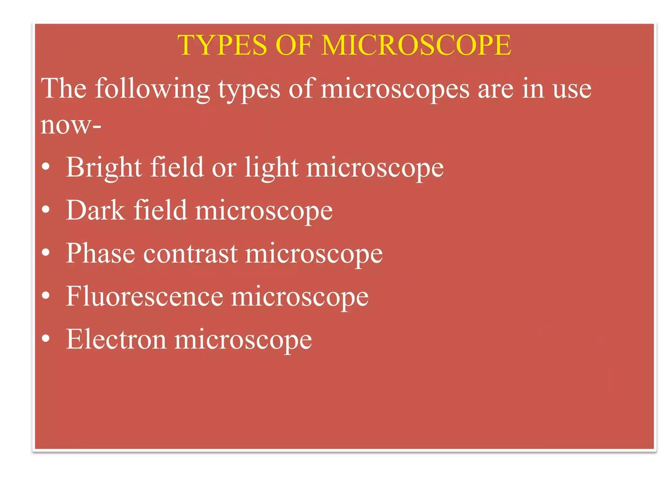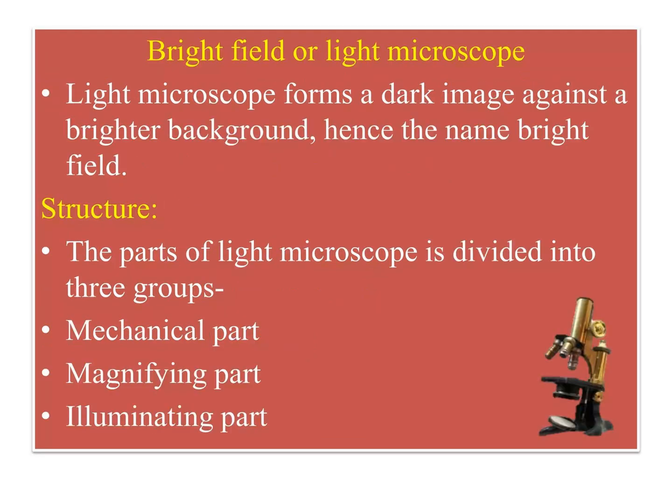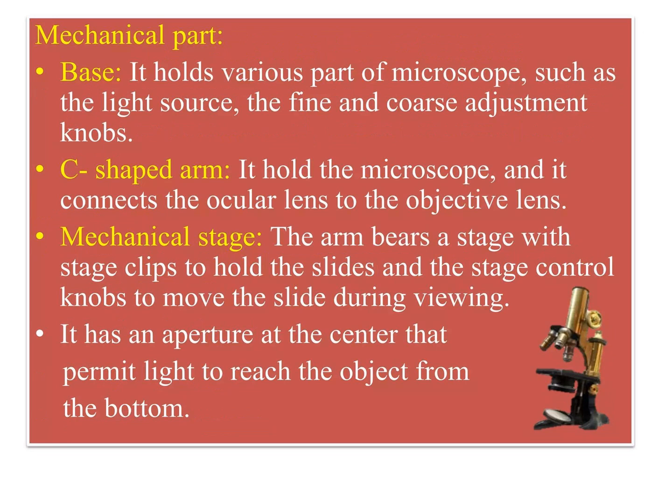Types of microscope. The following types of microscope are in use now: bright field or light microscope, dark field microscope, phase contrast microscope, fluorescence microscope, and electron microscope. Bright field microscope. The light microscope forms a dark image against a brighter background, hence the name bright field. The parts of the light microscope are divided into three groups: mechanical part, magnifying part, and illuminating part.